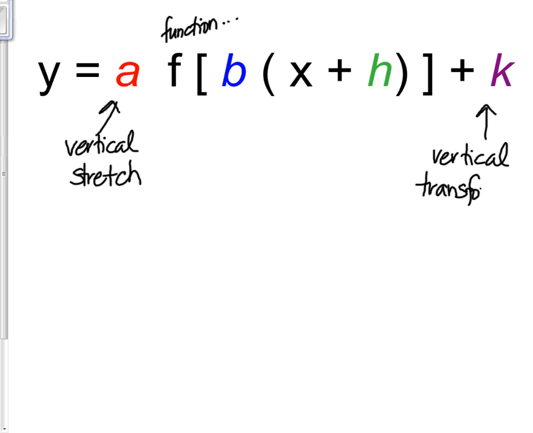The k at the end is a translation because I am adding on. So if I am adding, I am moving up. If I'm adding a negative, I am moving down. Sorry, translation. I can't spell. The two within the function, the b and the h, because they're inside of the square brackets, would be horizontal changes.